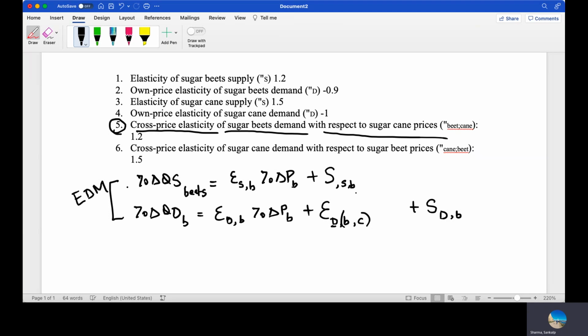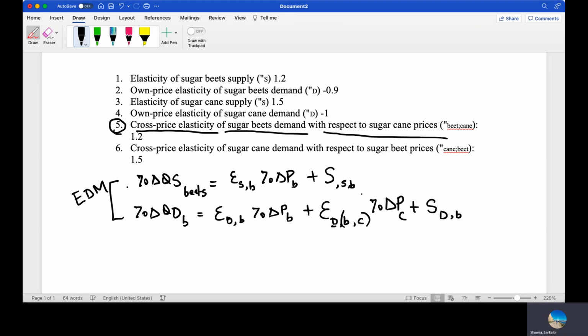However, please don't forget the other thing that goes with it, and that is the percentage change in the price of the other good. Most people just put this in and then they forget what the other thing here is. Notice how this is the percentage change in beets, but now this will be multiplied with the percentage change in the price of cane. So that's something to consider when you are setting up the system.